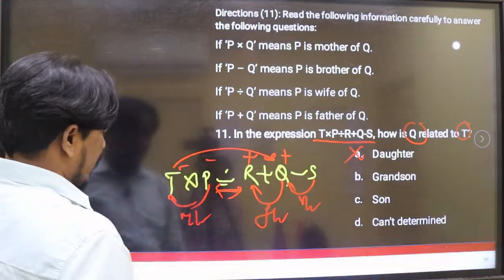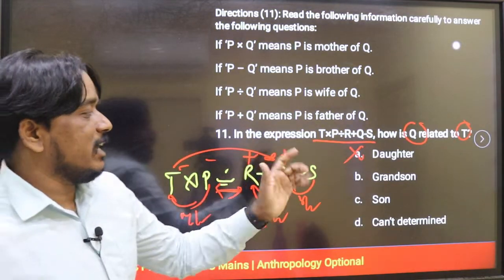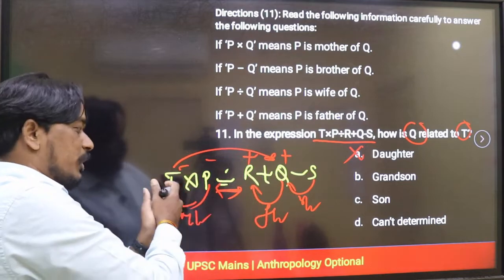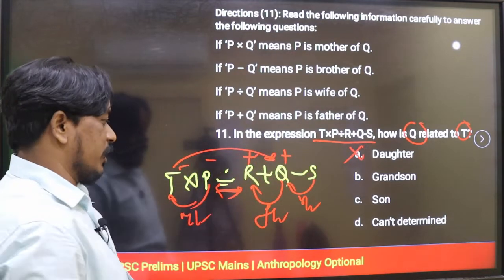Now, let's see how to identify the correct answer here. The diagram is completed. One by one we have to check Q to T. For example, first I am taking Q to T. Then we will take how Q is related to T.